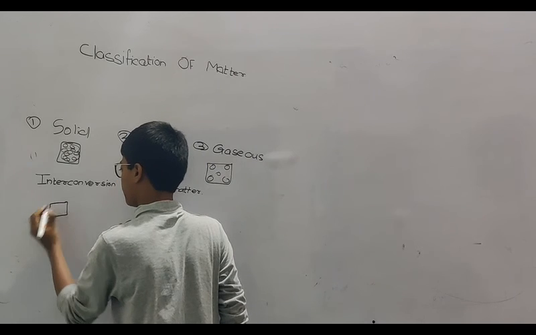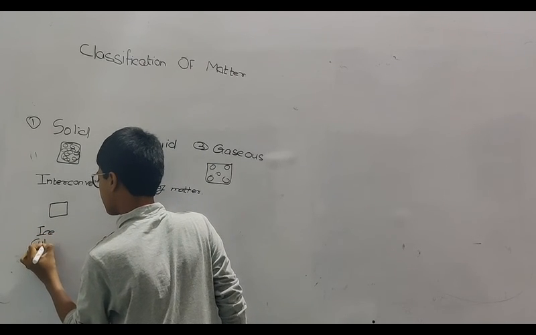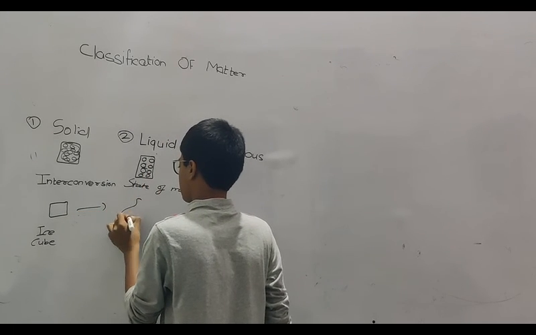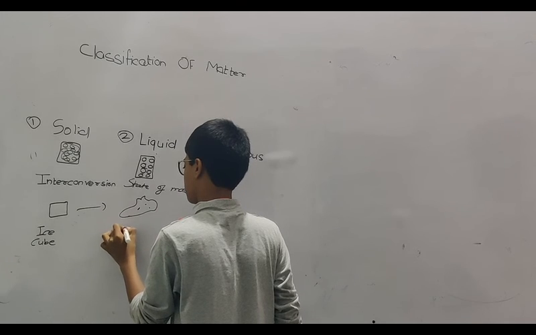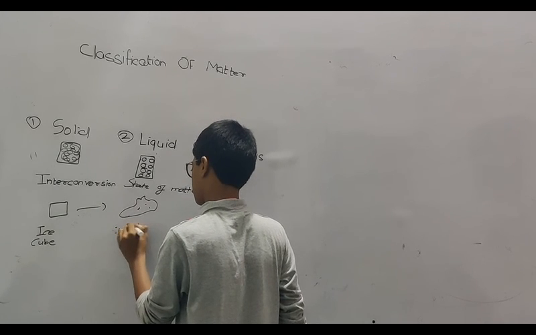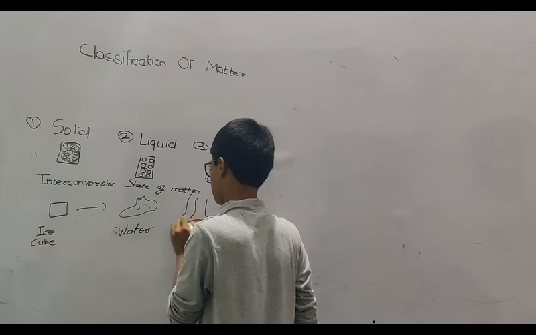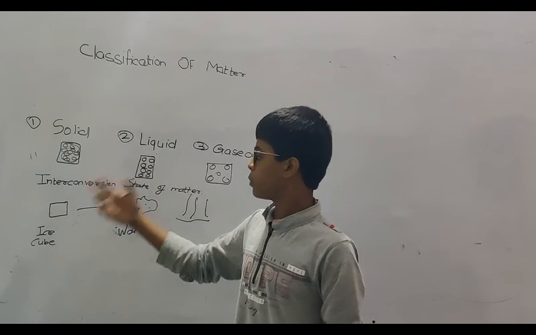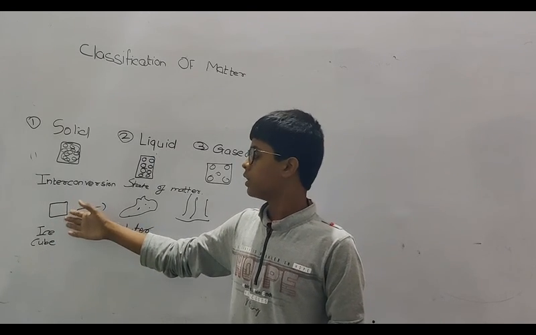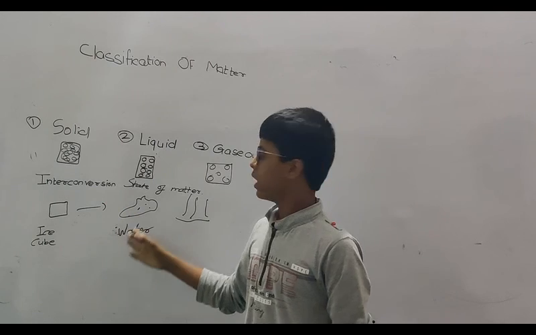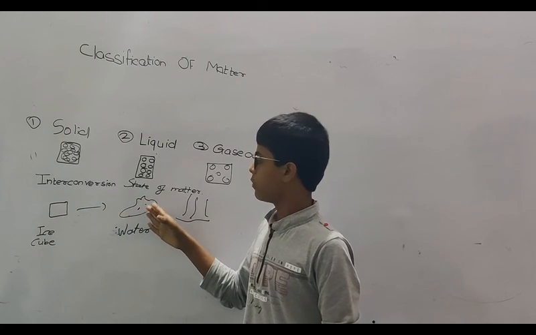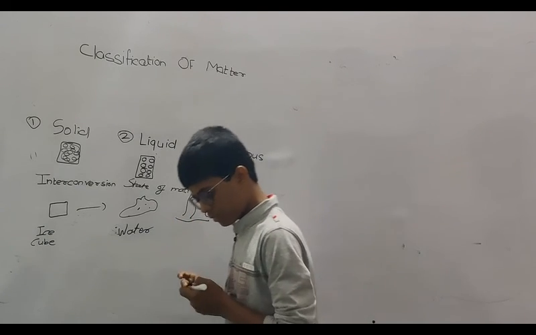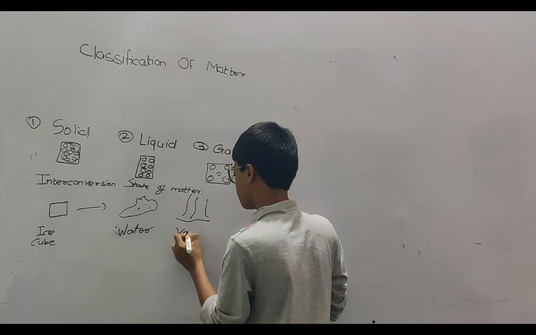For example, we have an ice cube, which is solid. After some time, due to atmospheric pressure and the temperature, it changes into water. And due to temperature and pressure, this water changes into gas or vapor.